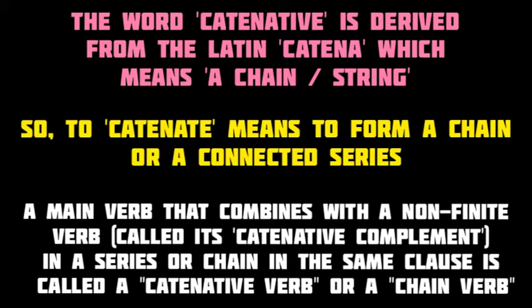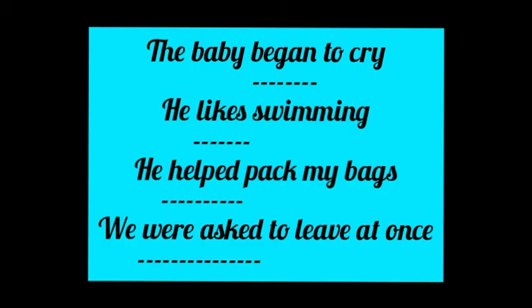And such a chain of verbs within the same clause is called the catenative construction, in which the non-finite verb is the catenative complement of the catenative verb. Now see some examples of catenative verbs on your screen.